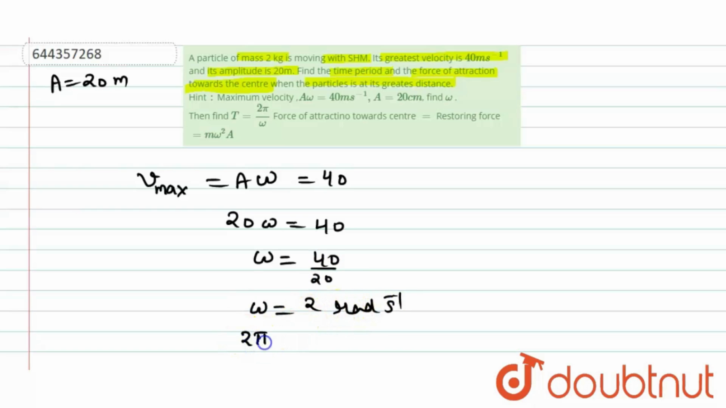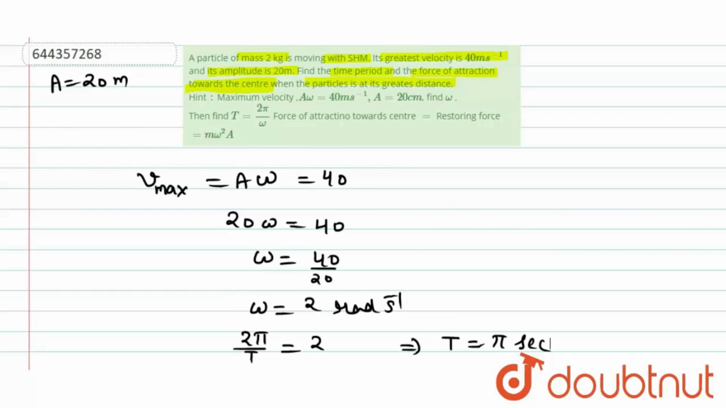We have to find the time period. We can write omega as 2 pi by T equal to 2, so this implies T equal to pi second. And we have to find the force of attraction toward the center when the particle is at greatest distance.